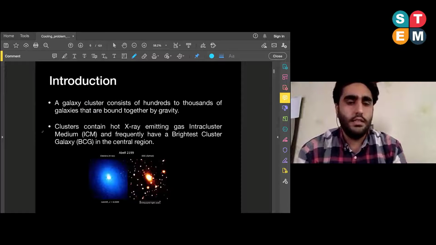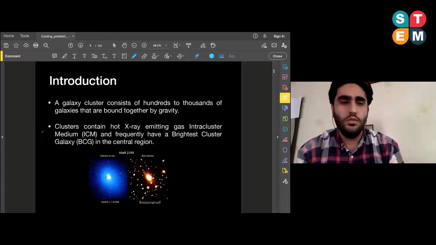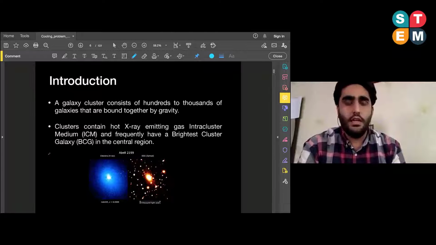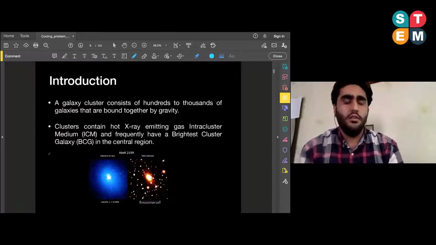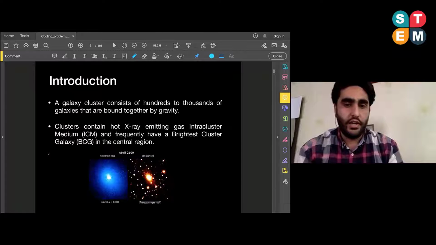Clusters of galaxies are a combination of hundreds to thousands of galaxies that are bound together by gravity. And it isn't just galaxies that are present in clusters of galaxies, but there is also a hot plasma, a hot gas, which is emitting X-rays.